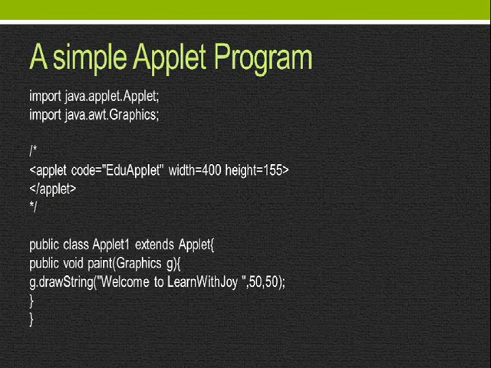Let us look at a simple applet program. Firstly, look at the syntax here. Import java.applet. This java.applet package contains all the applet activities of Java, and java.awt.Graphics. We have to import java.awt.Graphics because of the paint method. Now here is an HTML code. Now the main program starts from here: public class applet1. This is the class name, extends Applet, public void paint.